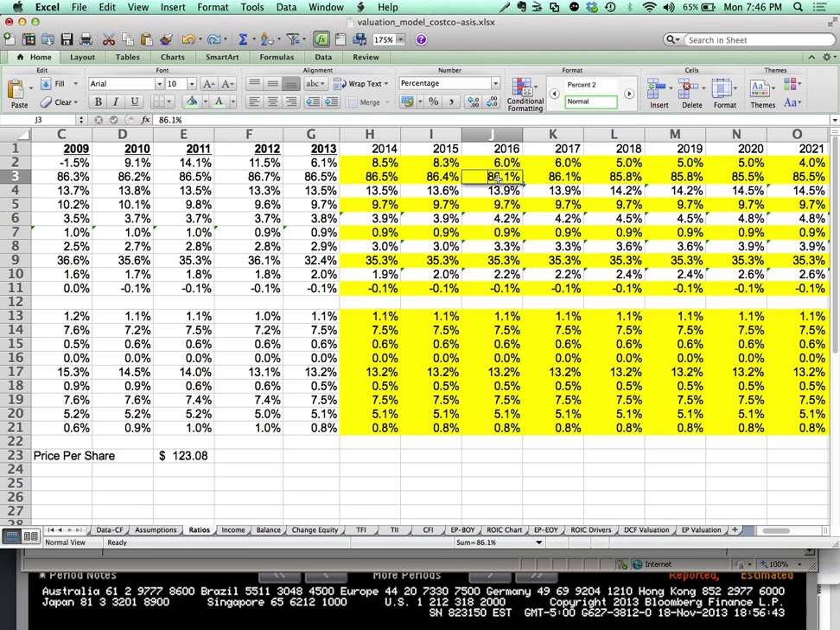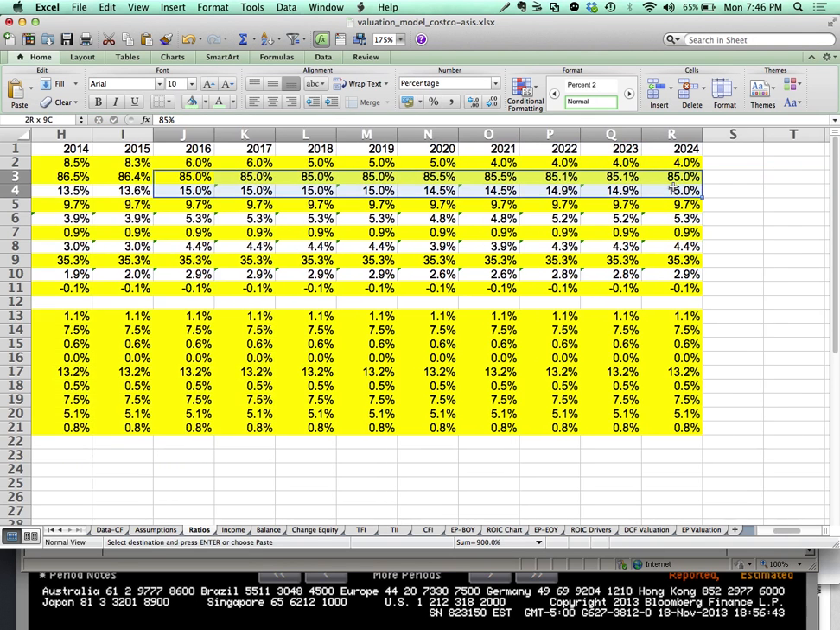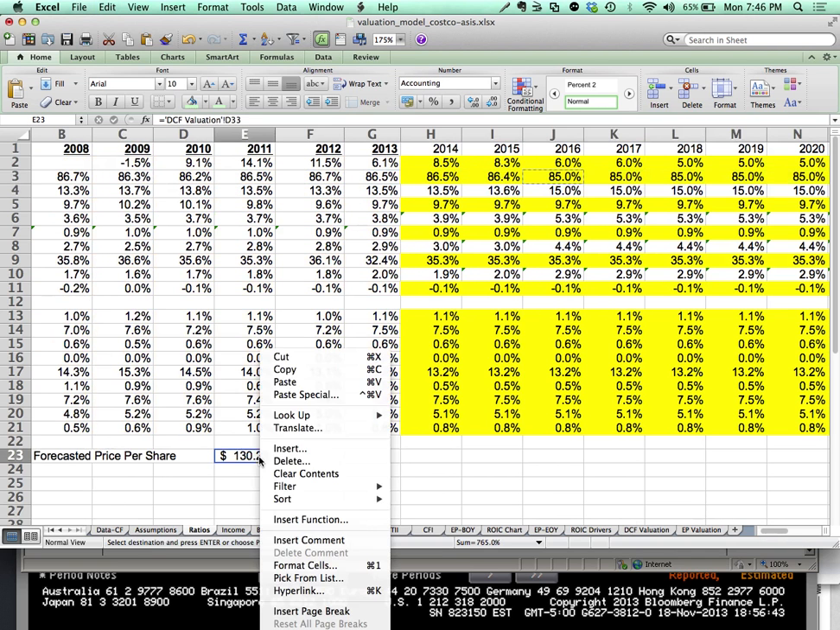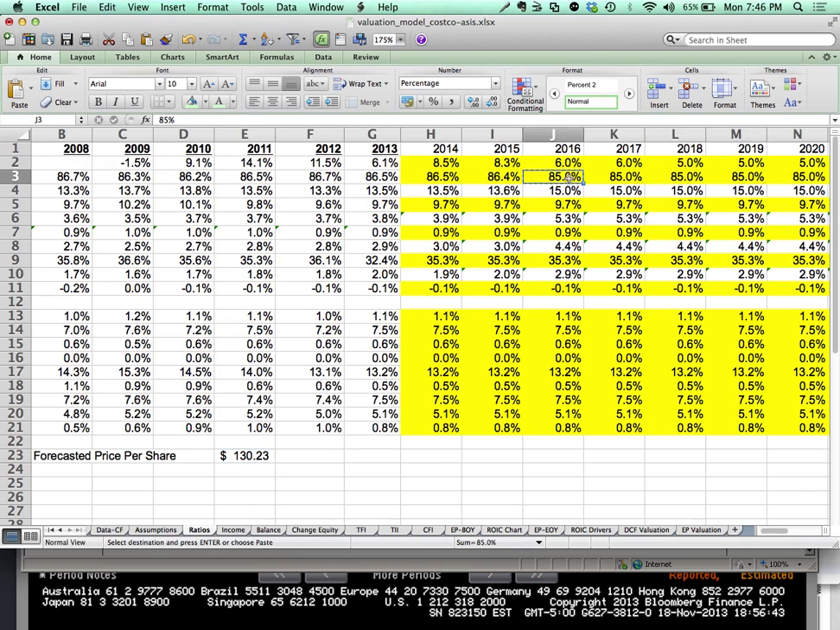Start with this one. 85. 85. Just carry that across. So 85 is a $130 share price. 84 is 131.